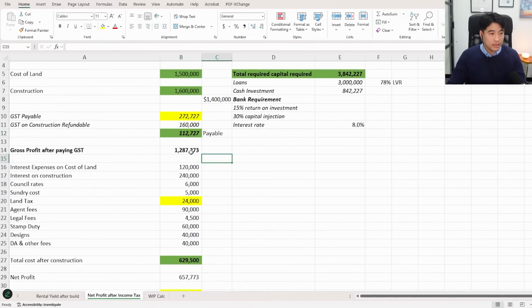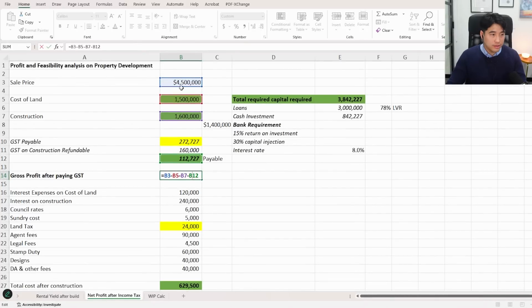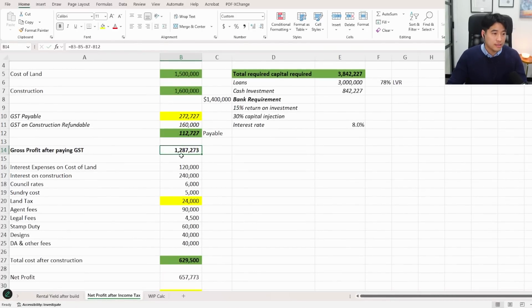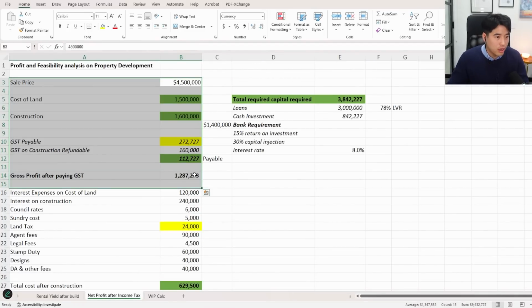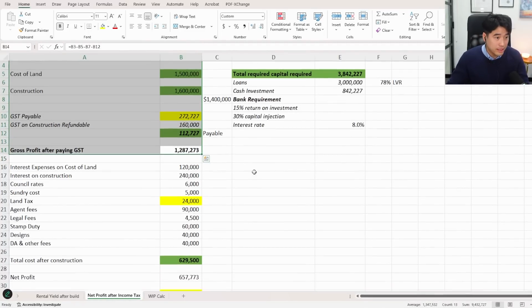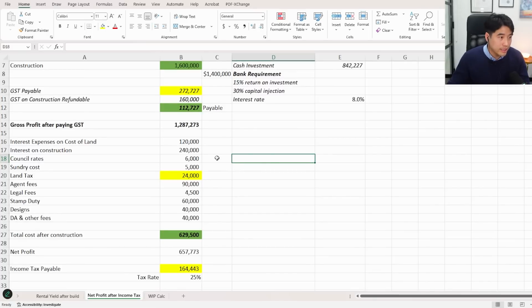And then after that, this is the gross profit after, so sale price minus cost of land, minus construction, minus GST. This is what you're paying, all right? This, again, is an estimate. It's a lot more detailed and a lot harder and more complicated than this. I just made it very simple for you guys to understand.